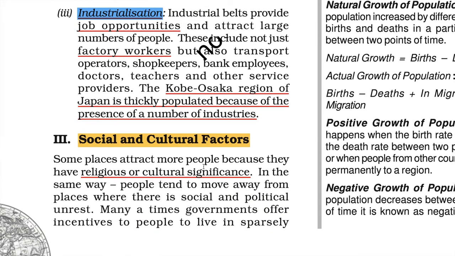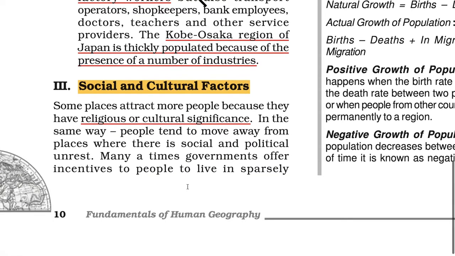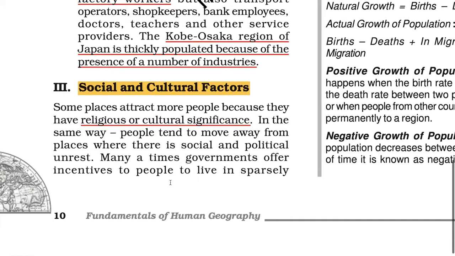Now moving on to the last factor affecting population distribution, which is social and cultural factors. Places with cultural and religious importance attract a lot of people. I'll give you two examples.